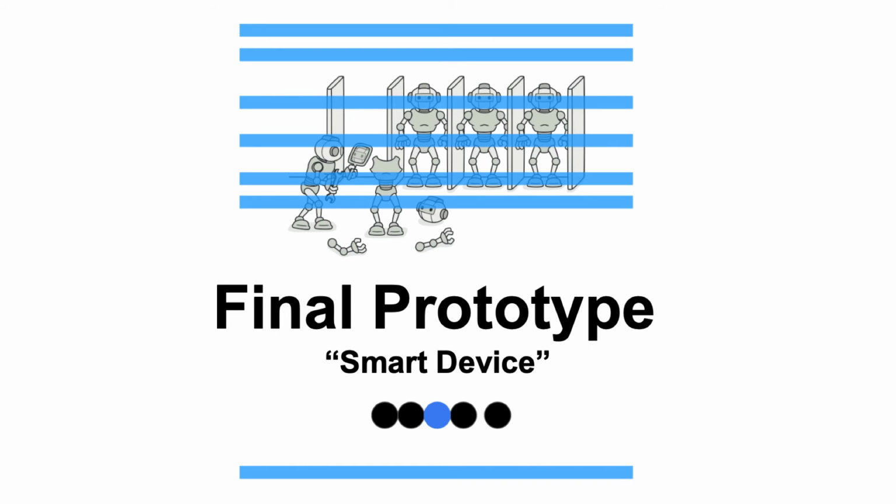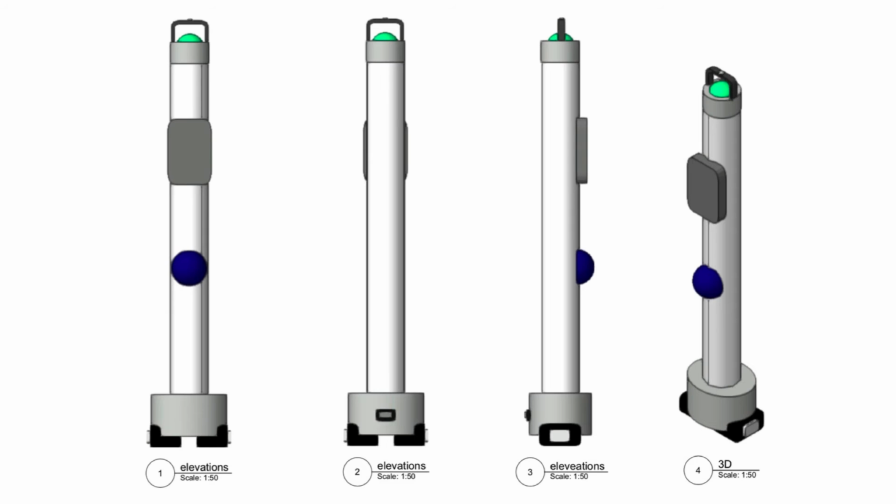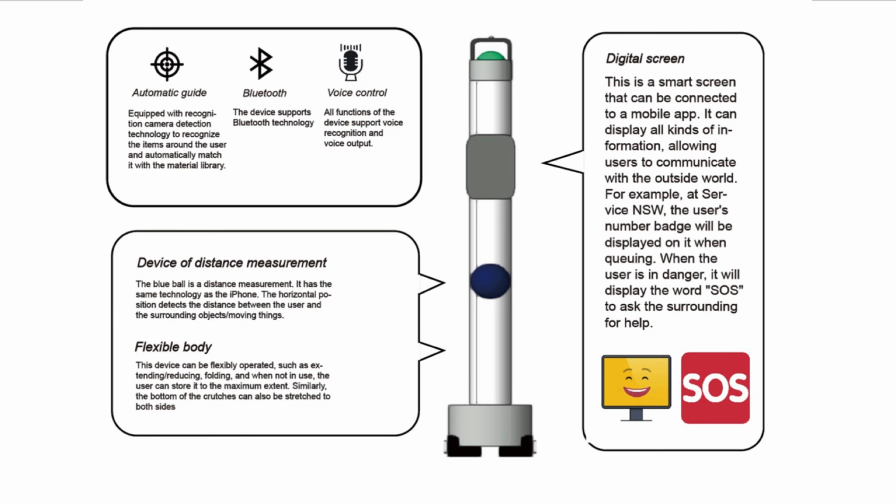Next part is about the final prototype. Here is a different version of our smart device, which was made by Factorworks, and you can see the elevation and the 3D view of that. Now I will introduce some features and functions of the smart device. The smart device has an automatic guide which can receive instructions from blind users, and it will guide users to do some common activities in Service New South Wales by using Bluetooth and voice control.